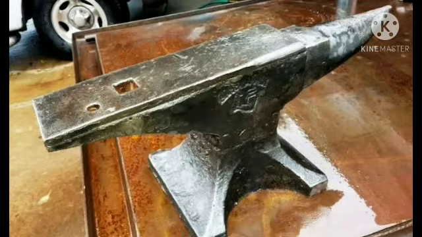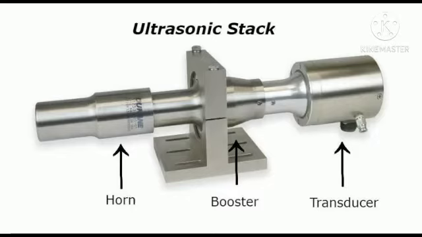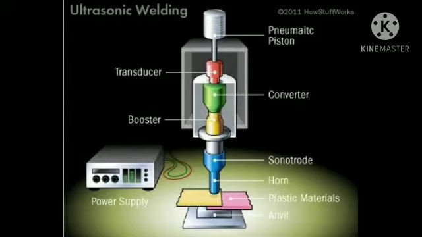The third element is the ultrasonic stack. It consists of three components: a converter or piezoelectric transducer, a booster and a horn, which we can also call a sonotrode. These three elements are tuned to work at a resonant frequency of 15 kHz, 20 kHz, 30 kHz, 35 kHz or 40 kHz. The fourth one is the converter. It converts the electrical signal into high frequency mechanical vibration, and it does so through the piezoelectric effect.